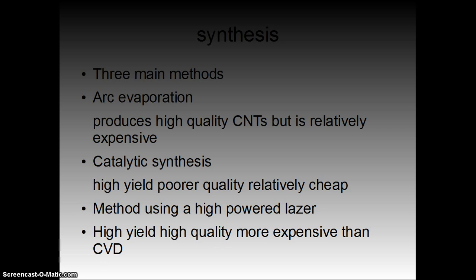There are three main methods of synthesizing carbon nanotubes. The first and most common is the arc evaporation. It produces really high quality carbon nanotubes, but it's quite expensive and only really done in labs. The second is the more industrial friendly catalytic synthesis methods. There's a few of these. They have a high yield but poor quality, though it's relatively cheap. The final method is the arc evaporation, but instead of using current it uses a laser. It's a bit cheaper, but it's still not as cheap as the catalytic synthesis.